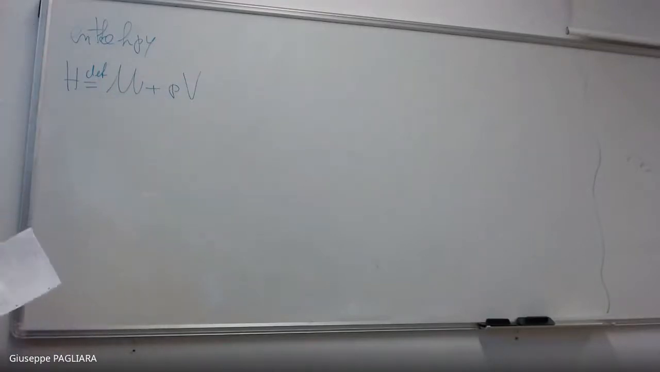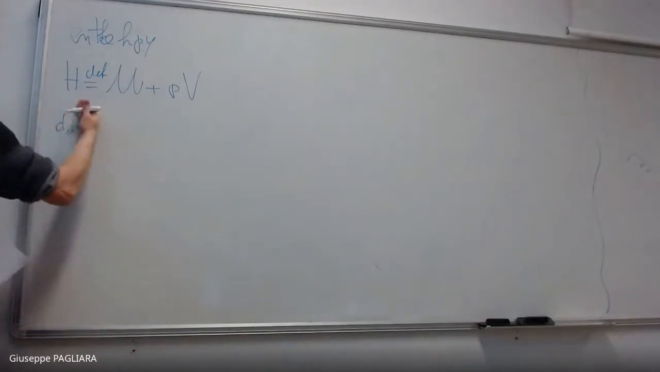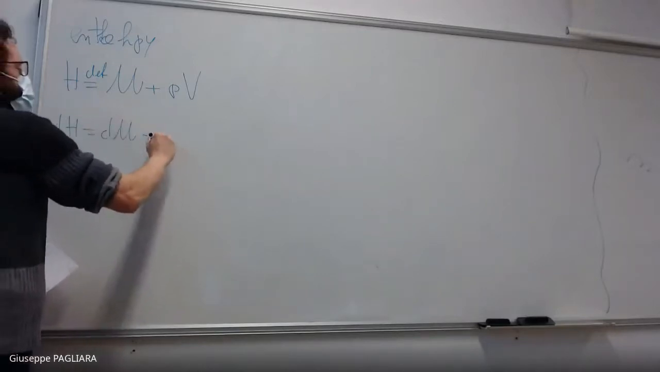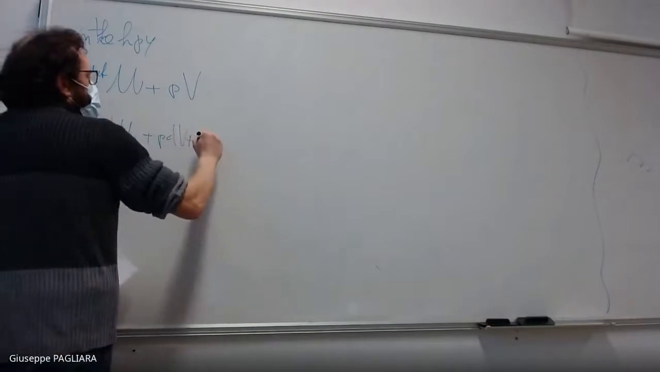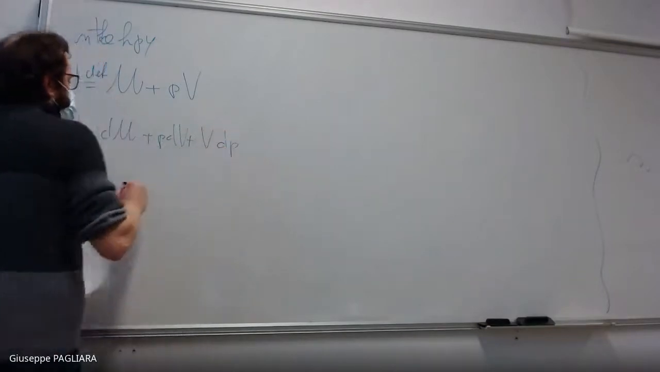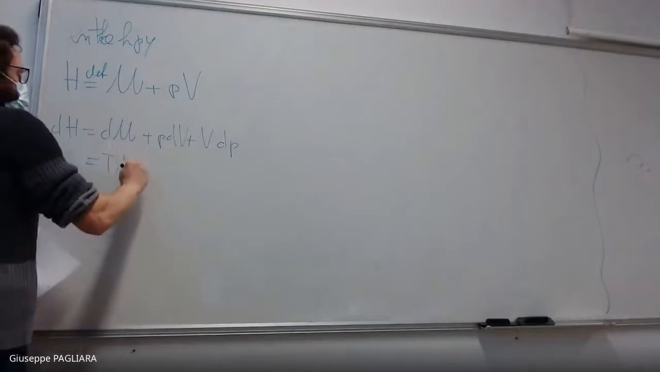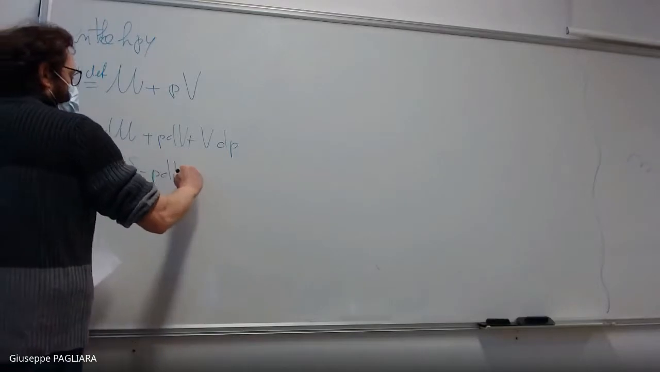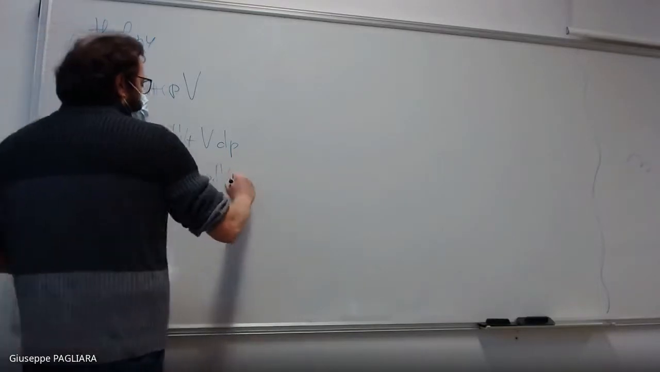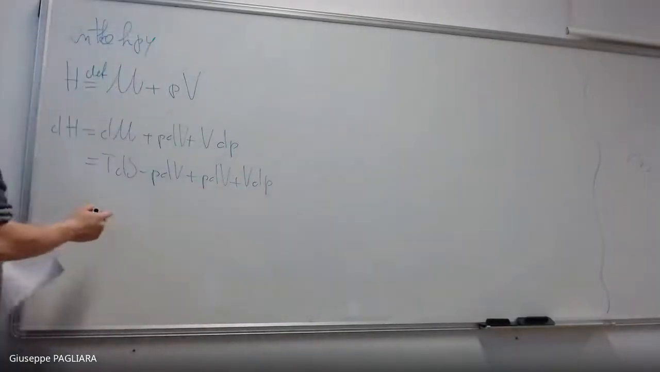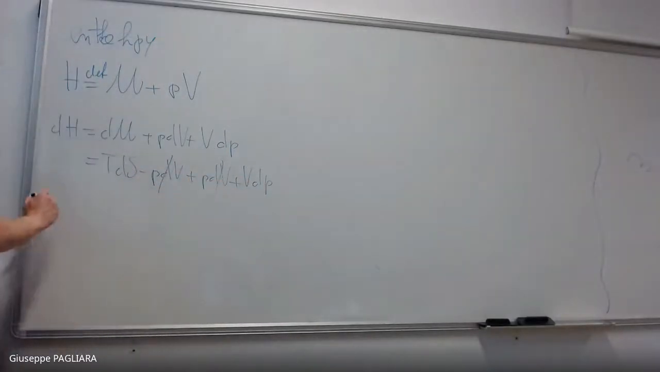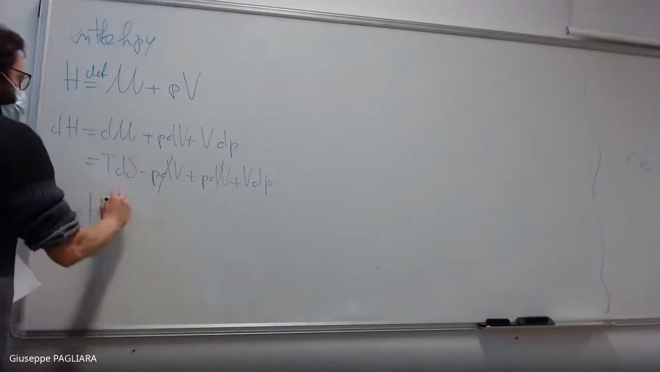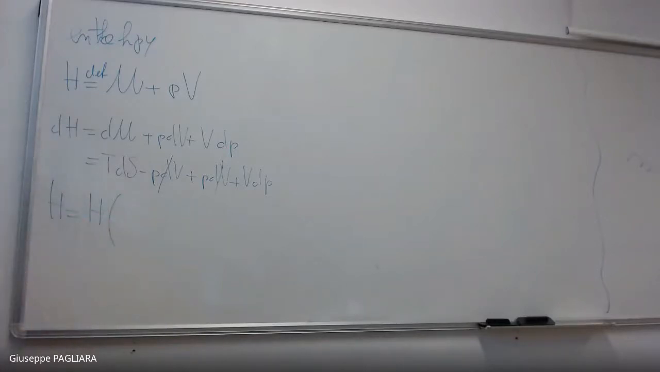PV. Now you can do the usual trick, so make a differential: dH is equal to dU plus PdV plus VdP. Now dU is equal to TdS minus PdV plus PdV plus VdP. Then I can remove this, and you can see that H is a function of entropy and the pressure.